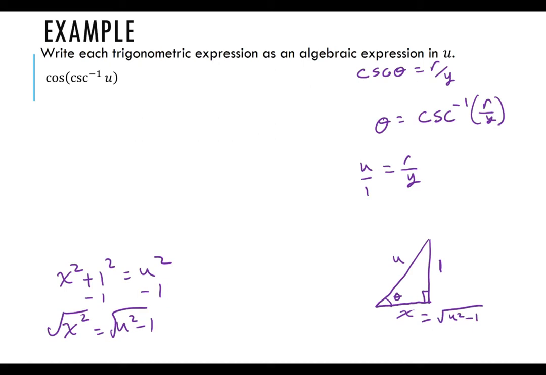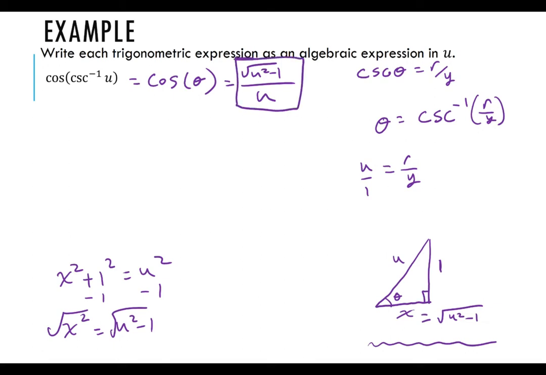And so now, this is really cosine of cosecant inverse of u, but because of my picture, I now know that that's really the same thing as cosine of theta in this specific triangle picture that I've drawn. And so cosine of theta is x over r, or the adjacent side over the hypotenuse. And so that's specifically going to be the square root of u squared minus 1 all over u. And so now I've found cosine of cosecant inverse of u in terms of u.